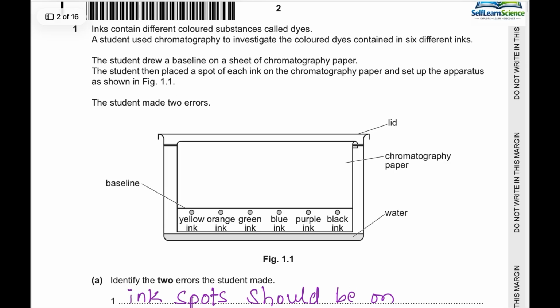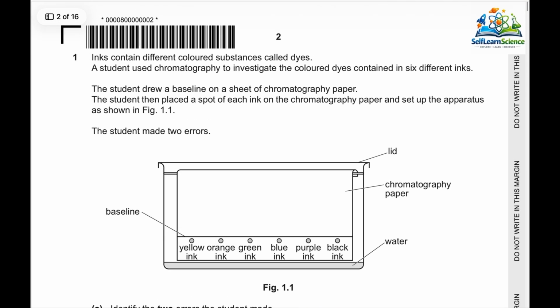In the first question they have given: inks contain different colored substances called dyes. A student used chromatography to investigate the colored dyes contained in 6 different inks. The student drew a baseline on a sheet of chromatography paper. The student then placed a spot of each ink on the chromatography paper and set up the apparatus as shown in figure 1.1. The student made 2 errors.